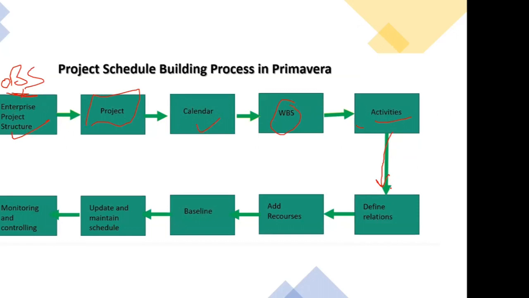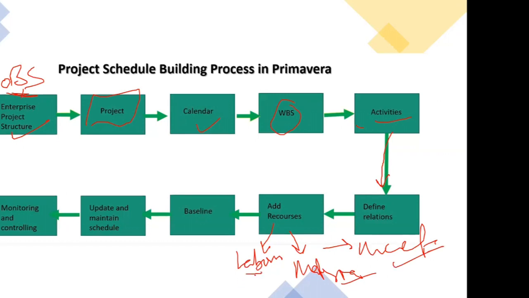When you are adding resources, ultimately you are trying to add the cost to your project, right? Because resources are what? They may be your labor resources, they may be your material resources, they may be your machinery. So all these things will have some kind of cost associated with them. And ultimately, if you are assigning these resources to your activities, you are going to get some ultimate, overall cost of that particular activity, right?